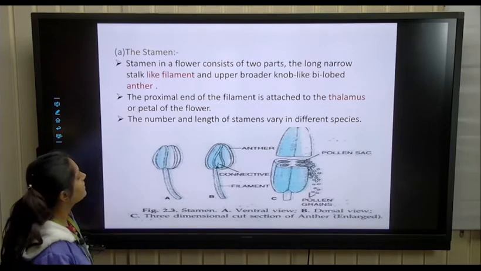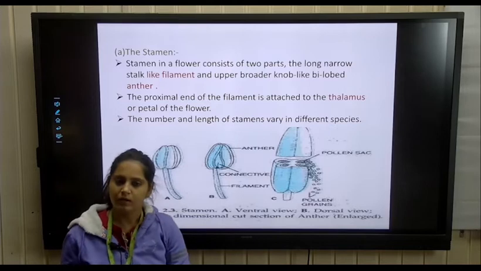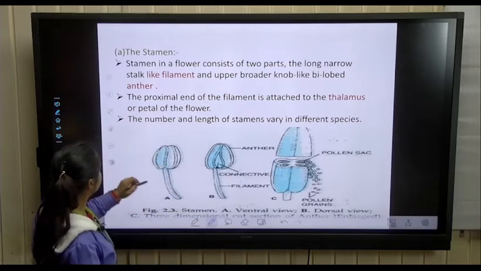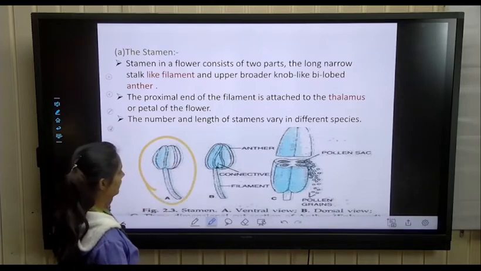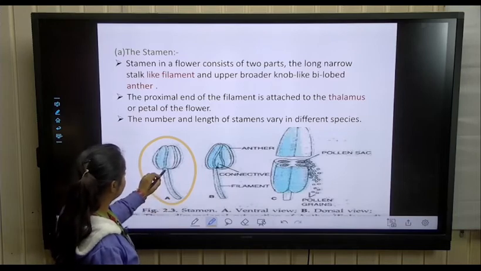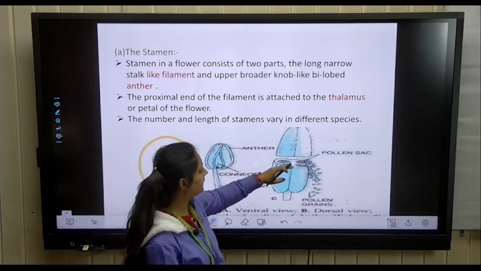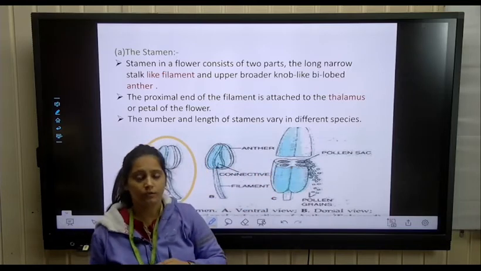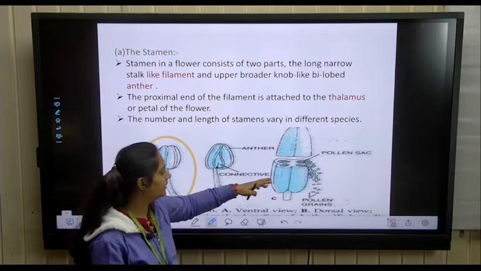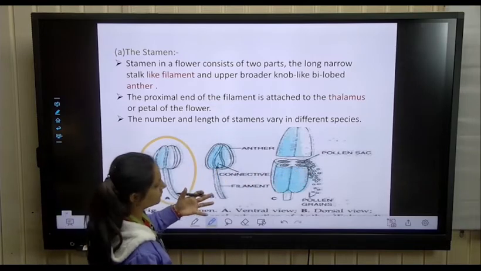So we will discuss first about the male gametes, and then about the female gametes, and then about the process of fertilization. So this is the general structure of a male part. This is the anther, this is the filament, and this is the connective which connects the anther with the filament. When this anther is dehisced, and we cut a transverse section, then we will see there are four chambers. Let's discuss its structure also.